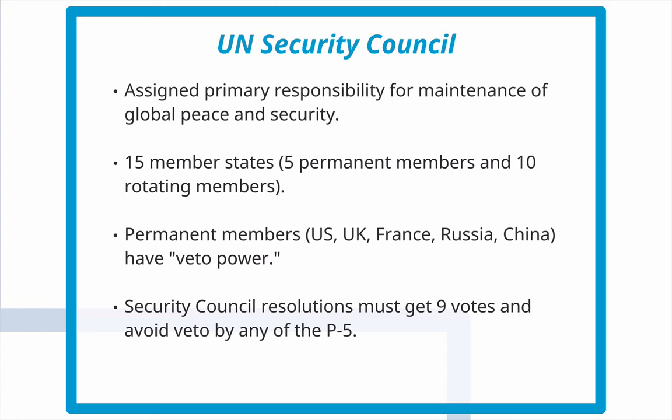In order for a Security Council resolution to pass, it has to get 9 votes, and it has to avoid veto by any of the permanent 5. You sometimes hear folks refer to the 6th veto. The 6th veto would be these rotating members, the non-permanent members. If they voted as a block, they could effectively vote something down. I don't know that that has ever happened. In general, vetoes are relatively rare in the UN Security Council.